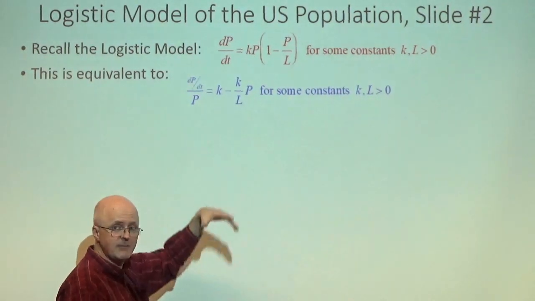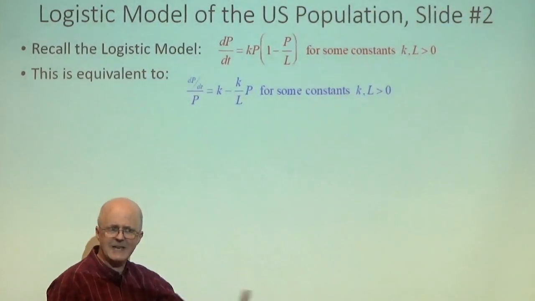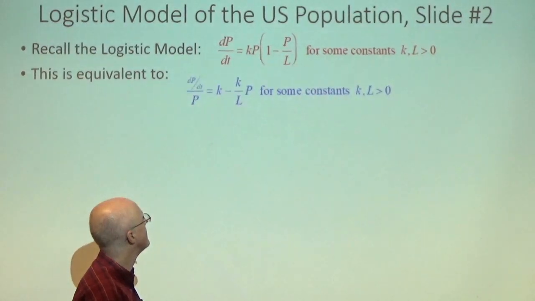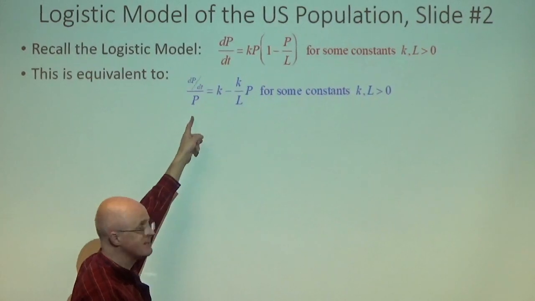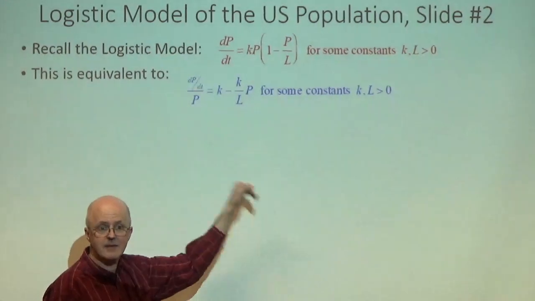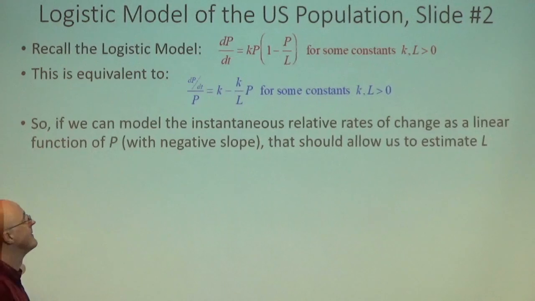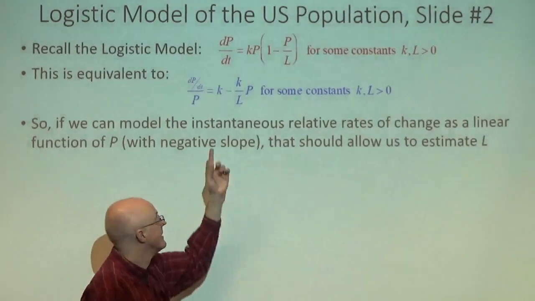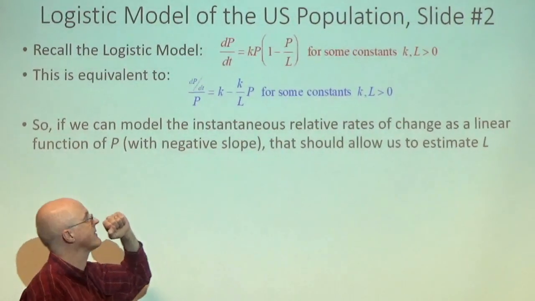Where you take the derivative and divide by the population itself in this case. It's a percent rate of change, instantaneous at any moment in time. It's a linear function of p. So maybe, if I could estimate the values of these things, I could try to fit it with a straight line. It's got a negative slope, and that's what I did. If we can model the instantaneous relative rates of change as a linear function of p with a negative slope, then based on that straight line, we could figure out k, and then k over L, and therefore L, the carrying capacity.